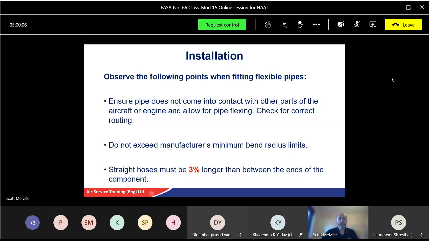Straight hoses must be a good one to highlight here, must be 3% longer than between the ends of the component. In other words, the pipe's got to be 3% longer than the distance from join to join. The reason for that is, if it's the same length, when there's heat and expansion, the fuselage will expand and that will stretch the pipe. So by having a 3% longer pipe, that allows for a little bit of play to allow for thermal expansion.